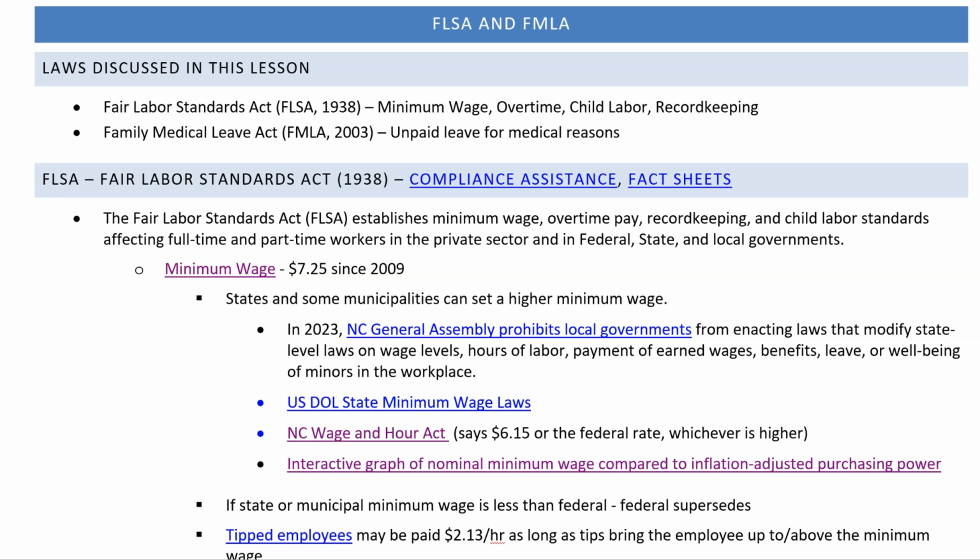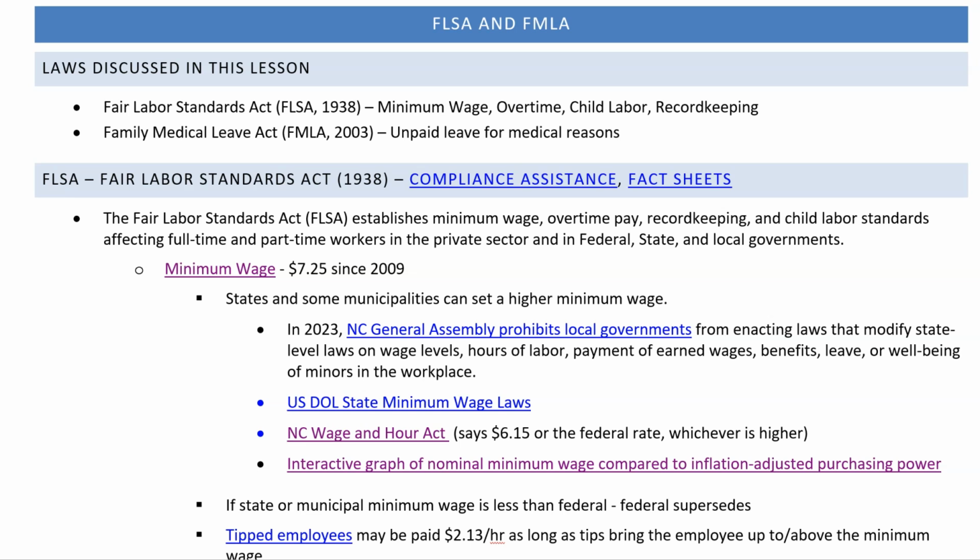The Family and Medical Leave Act is the United States' attempt at something like a maternity leave type of legislation, and it provides unpaid leave for medical reasons. So let's dive right into the FLSA.